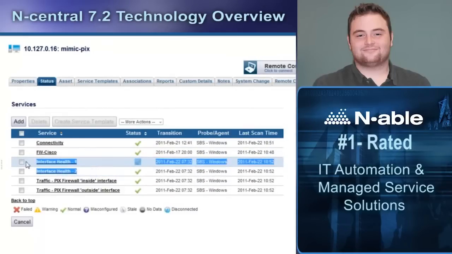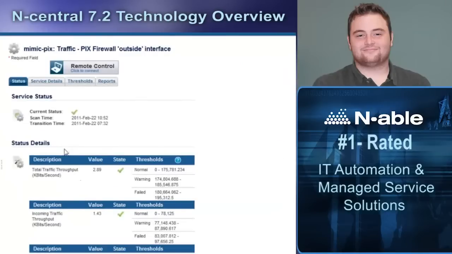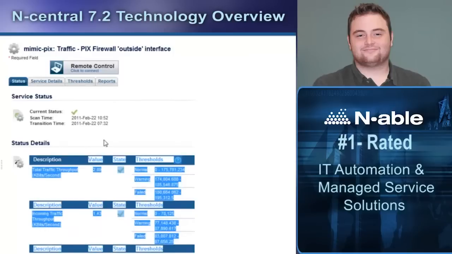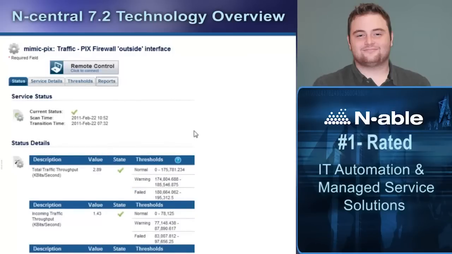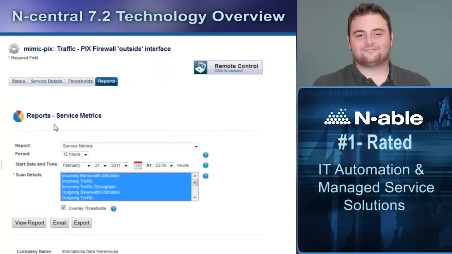Interface health. Any discard packets, error packets, if I have an interface enabled but I have nothing plugged into it, it's going to tell me about it. And of course, traffic. So I want to know what the traffic is on the, say, outside interface in this case. Here's all my values, but more importantly, I want to run a report on the fly. So I'm going to take a look at traffic over the last 12 hours. I could go back 3 months if I wanted to.